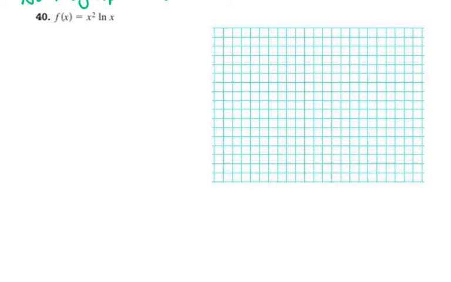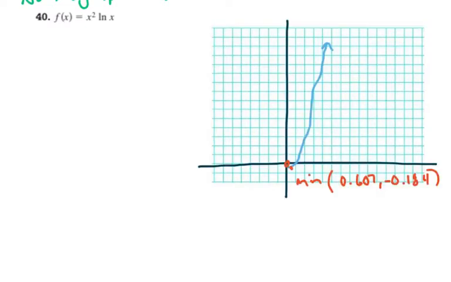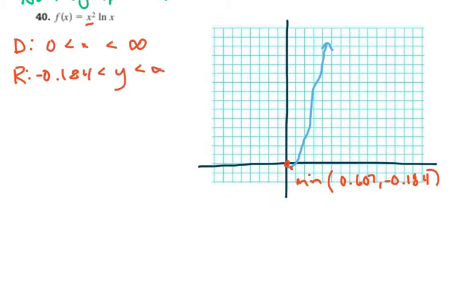Next one's the same, so we're just going to do a graph here. And so if we look at our graph here, kind of squiggly line, but it's basically the same, just a little bit steeper because of this whole x squared. So our domain is going to go from 0 to infinity for our x's. Our range is going to go from this new minimum of negative 0.184 to infinity.